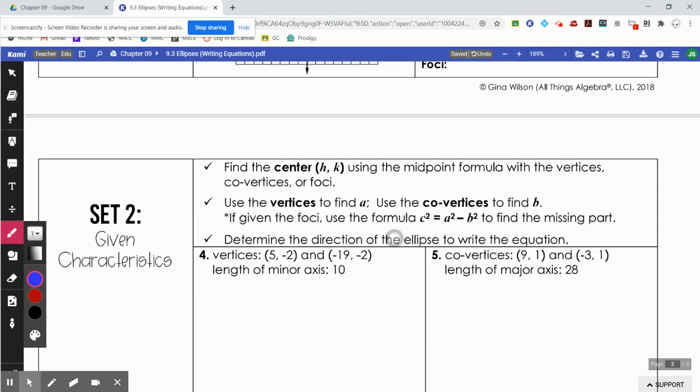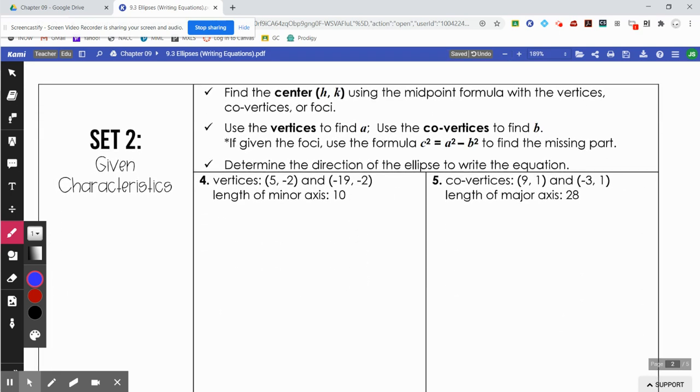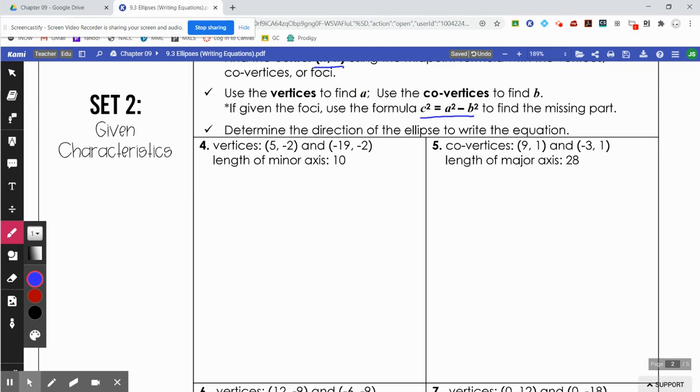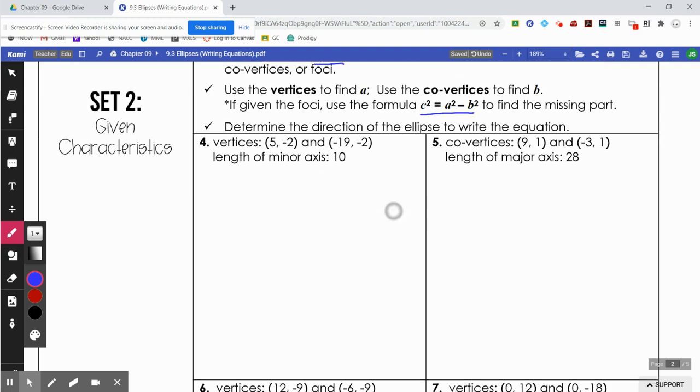Okay, next up, what if we're given characteristics? Here's what we're going to do. Find the center, and we might have to use our midpoint formula to do so, along with our vertices, our co-vertices, or our foci. Remember that there's a lot of symmetry here. The center is the middle of the two vertices, it's the middle of the two co-vertices, and it's the middle of the two foci, so our midpoint formula. Then we're going to use our vertices to find A, the co-vertices to find B, and if we need it, we're going to use this formula to find our C, or to find missing parts using C. Then we're going to determine the direction and write the equation.